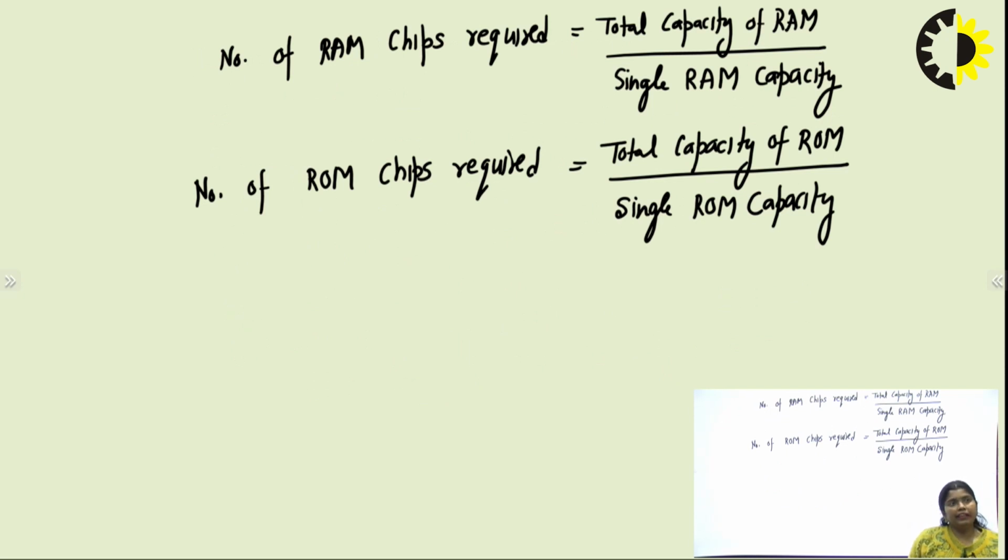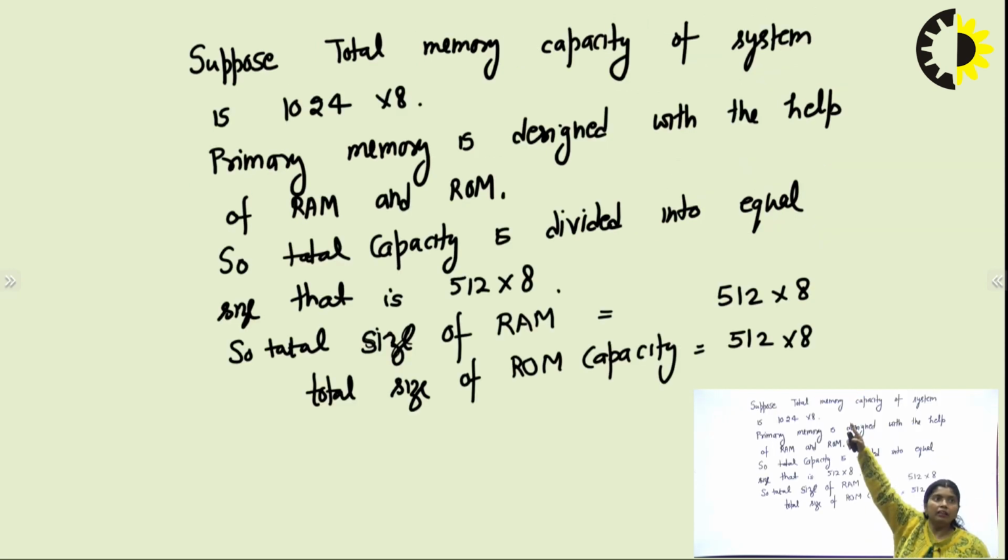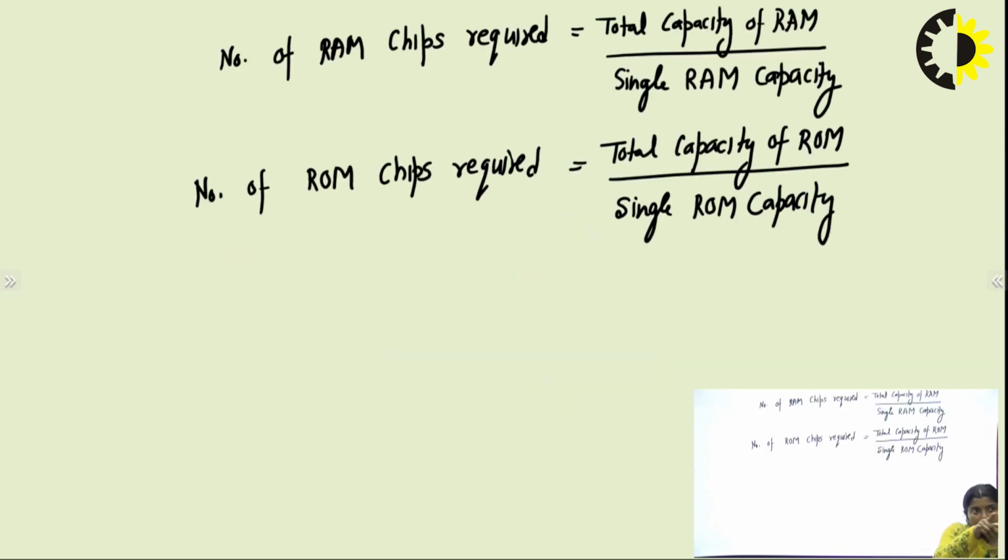After that we can calculate the number of RAM chips required. What is the number of RAM chips? It is based on the total capacity of the RAM and the single RAM chip capacity. Here the total memory is divided into two parts, RAM and ROM, and to find how many RAM chips are required to design that primary memory, there is a formula for total RAM chips required.